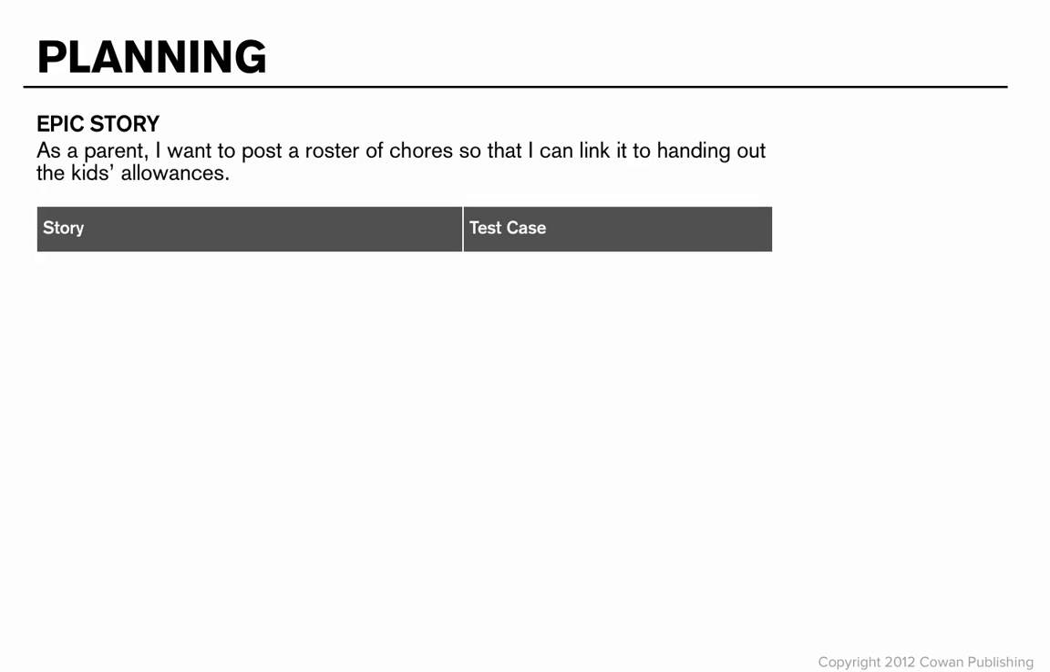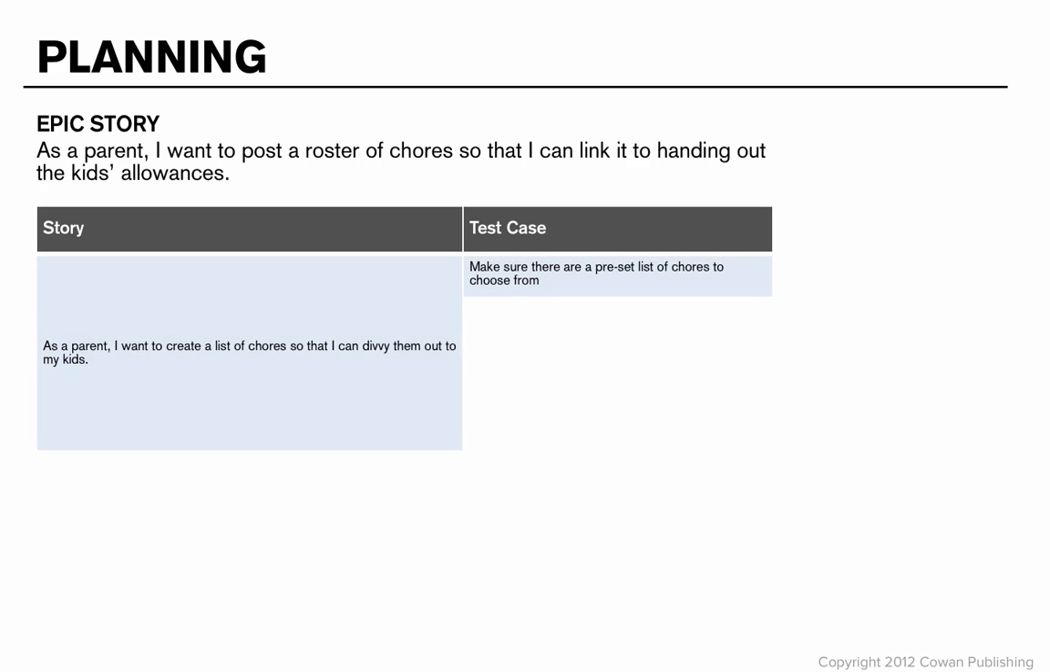Let's look at an example from earlier, which is in fact an epic story. As a parent, I want to post a roster of chores so that I can link it to handing out the kids' allowances. A sub-story there would be, as a parent, I want to create a list of chores so that I can divvy them out to my kids. And a test case would be, make sure there is a preset list of chores on the app Pheasant to choose from.